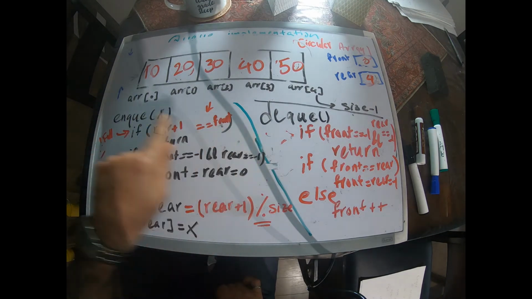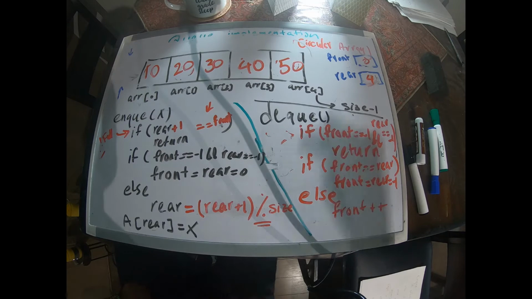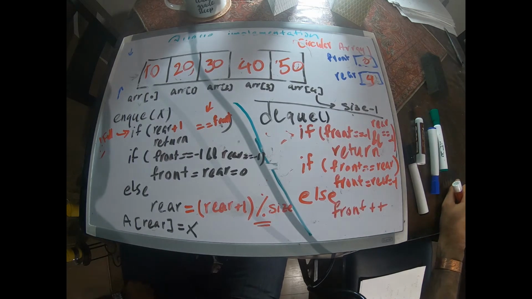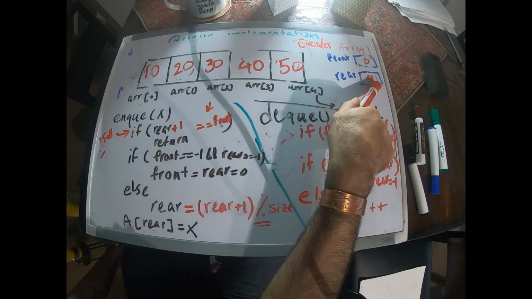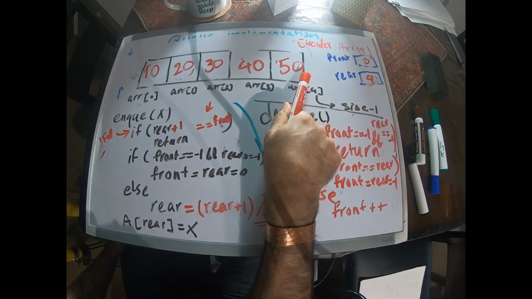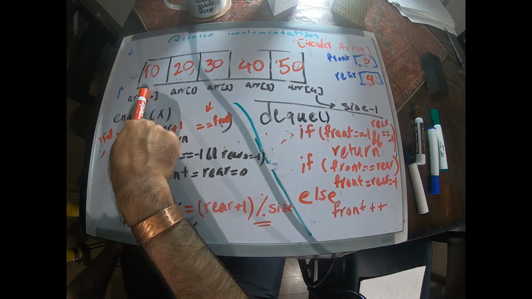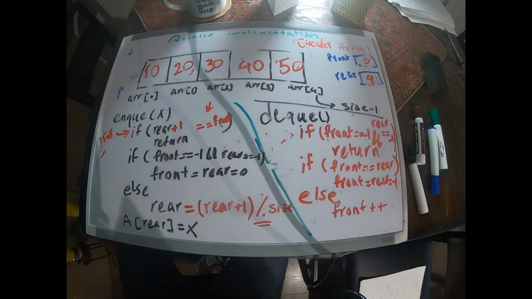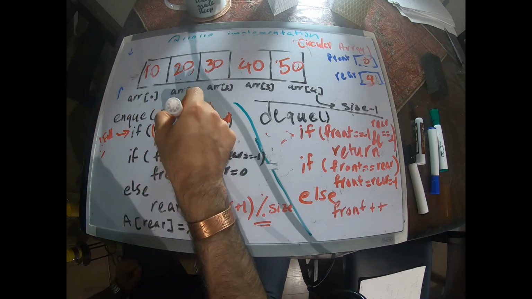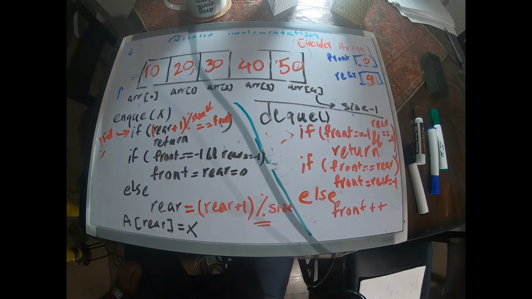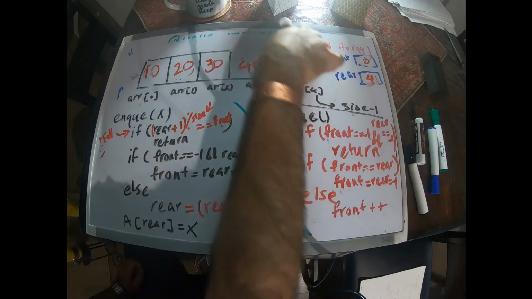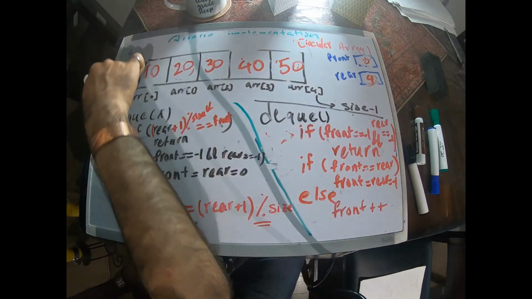Is this condition checking if the array is full or not? Is rear plus 1 equal to front? No, it's not. Okay, so how can I change it? Look at it. What is rear plus 1? It's going to be 5, right? Is it equal to front? No, it's not. But what if I do it like this? If rear plus 1 mod size is equal to front, because you see that we're going to circulate, right?